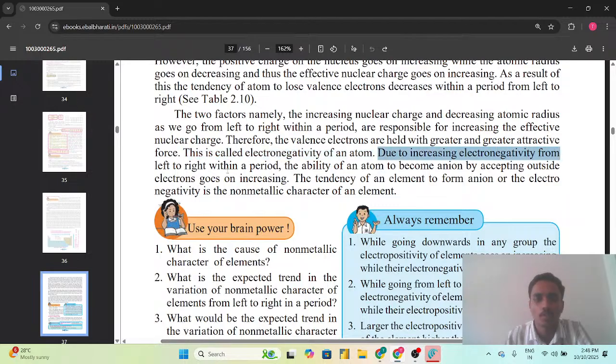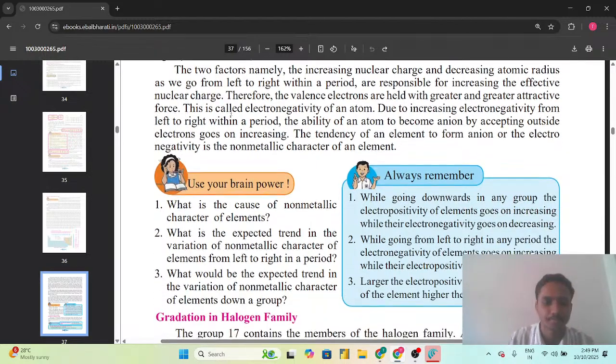Due to increasing electronegativity from left to right within a period, the ability of an atom to become an anion by accepting outside electrons goes on increasing. The tendency of an element to form an anion, or the electronegativity, is the non-metallic character of an element. The metallic character is the tendency of a metal to lose electrons, and the tendency of an element to form an anion, or the electronegativity, is the non-metallic character of that element.